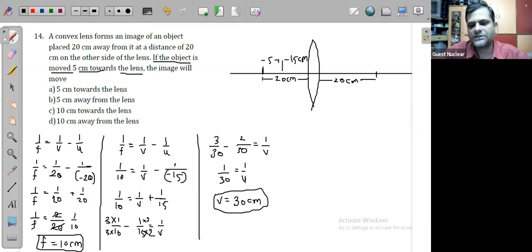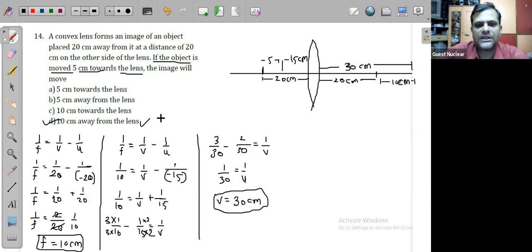So this is the final image distance, but already image was at 20 centimeter distance, right? And if it is moved to 30 centimeter distance now, that means it is shifted by 10 centimeter only. So we have to find out the shift in the image distance. The image distance is shifted by 10 centimeter, and not towards but away from the lens. Okay, it is moving away from the lens by 10 centimeter. So you can just select this D as the correct option. Yes, once again very good Atharv and Kashish, you are correct. Okay, let us move to the next question.